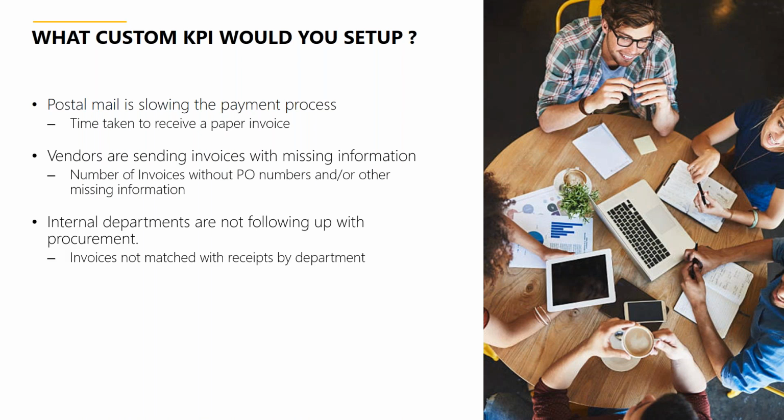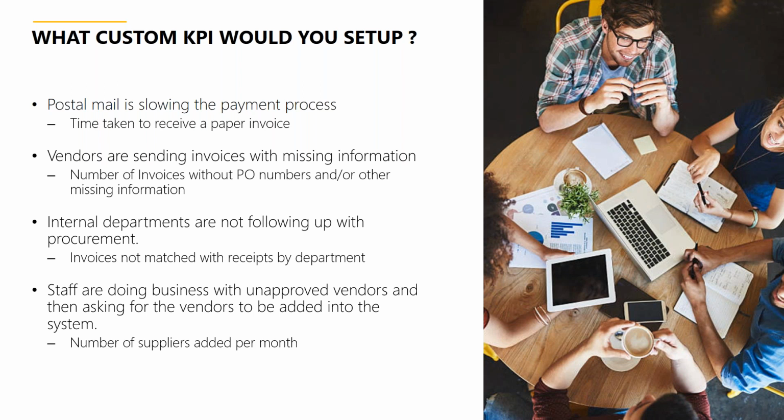Here, for example, internal departments are not following up with procurement. The matching process is either long-winded or difficult. Perhaps they may be missing paper. This is a great way in which you might want to set up custom KPIs to prove that AP are working efficiently, but perhaps the rest of the business could seek some improvements.